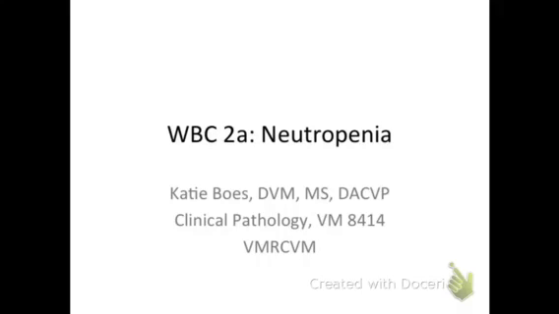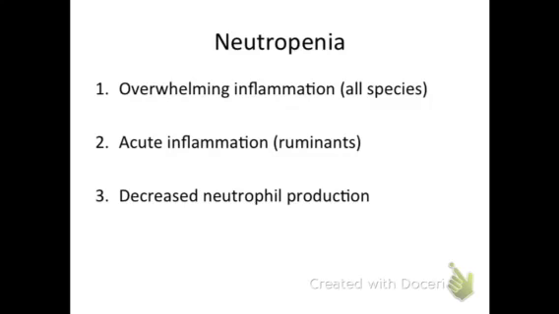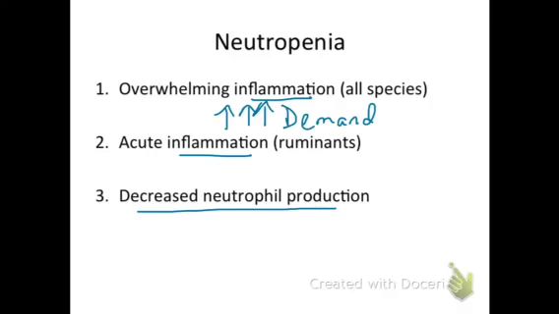This lecture is going to be on causes of neutropenia. The two main causes of neutropenia are inflammation and decreased neutrophil production. With severe inflammation, the tissue demand for neutrophils can be very high, and this demand can actually exceed the bone marrow's ability to make neutrophils. And this type of inflammation can occur in any animal.